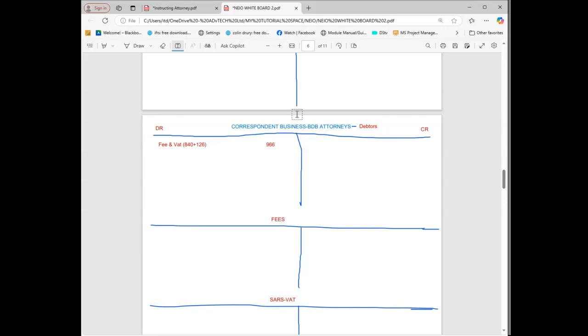So remember, we always bill, in other words, we are owed how much? 966, even though we know that 126 does not belong to us. 126 belongs to SARS. So that's why we have fees to show only the amount that belongs to us. We've got VAT to show the VAT that belongs to SARS.